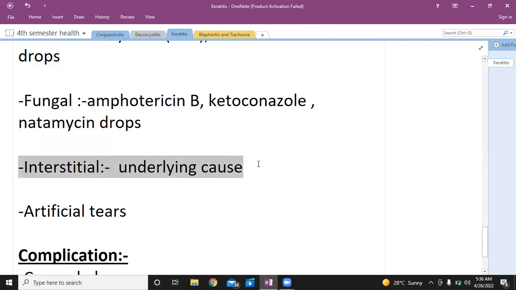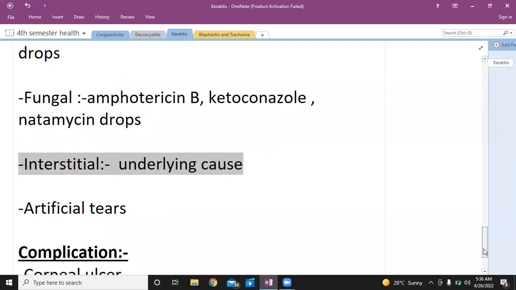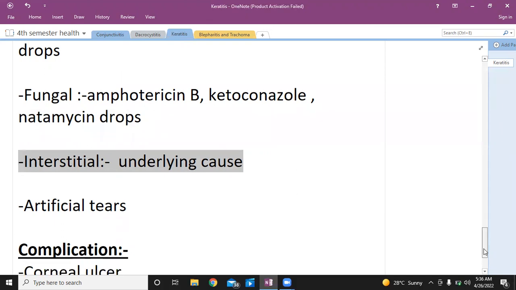It may be TB, it may be malaria, if I'm right, it may be acanthamoeba, it may be Lyme's disease. A number of underlying diseases can cause keratitis, and before you treat the keratitis, you have to treat the underlying cause.